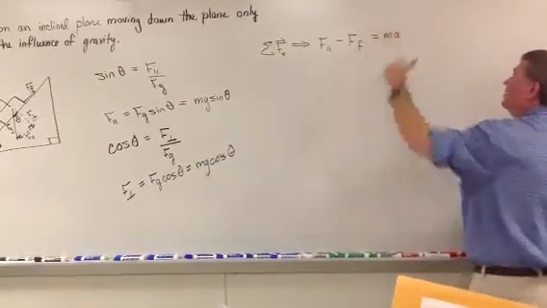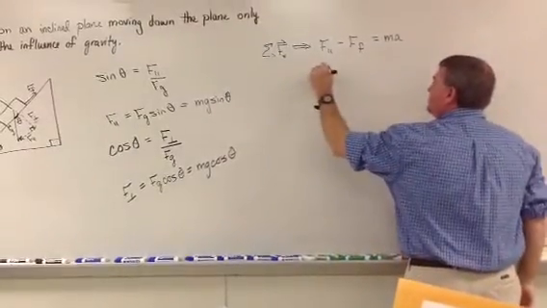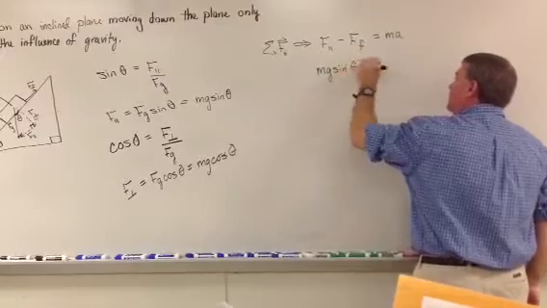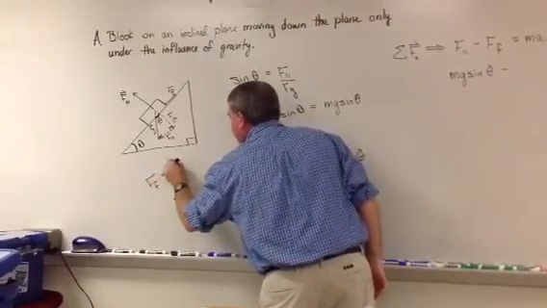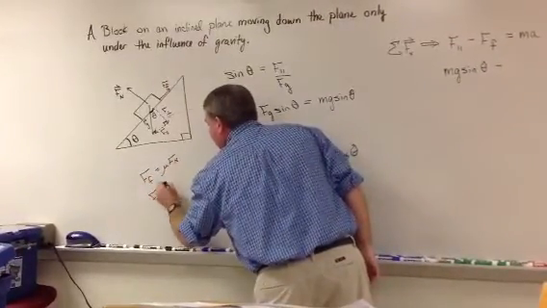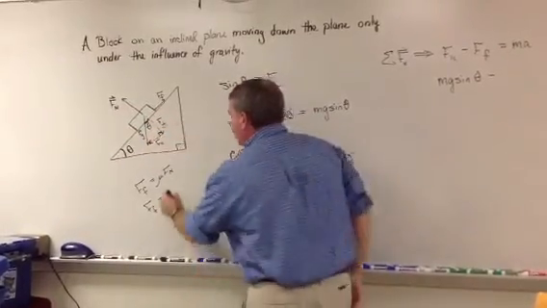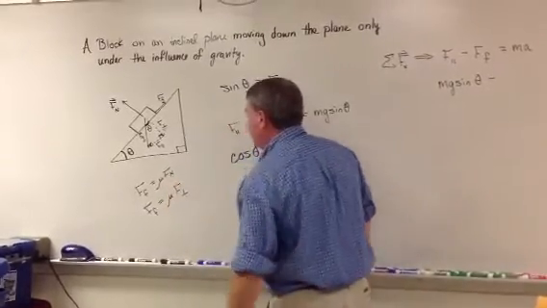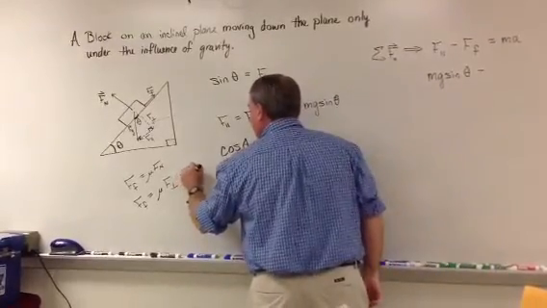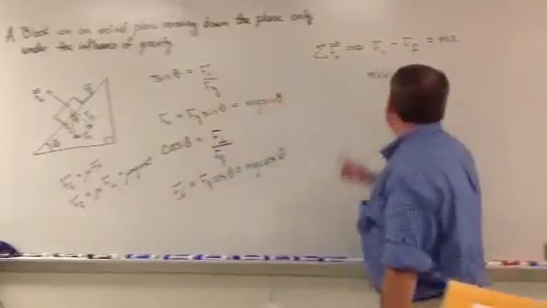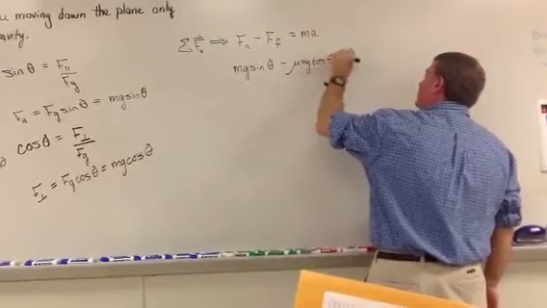That's equal to mass times acceleration. F parallel, we just showed, is equal to mg sine theta. So we substitute that, mg sine theta, minus force of friction. We showed earlier that the force of friction is equal to mu Fn, and in this case, Fn is opposite of F perpendicular, so that's equal to mu F perpendicular. And F perpendicular, we just showed, was mg cosine theta. So that's mu mg cosine theta. So force of friction, we'll substitute mu mg cosine theta. That equals ma.